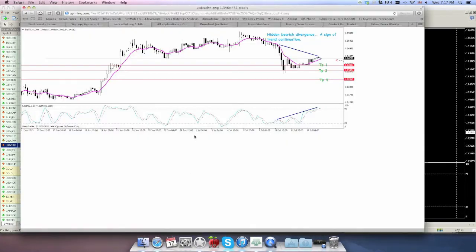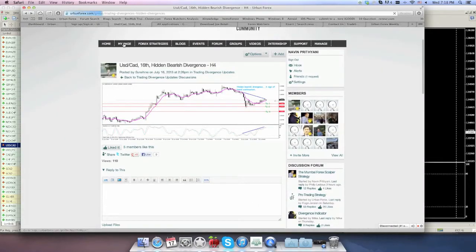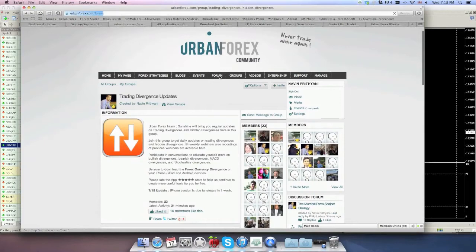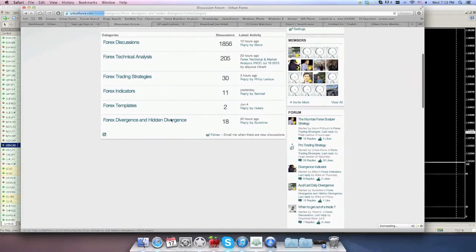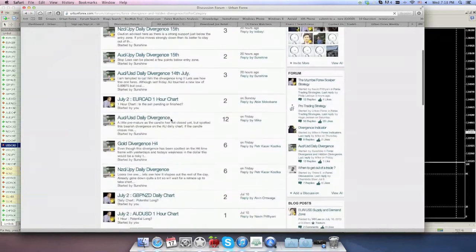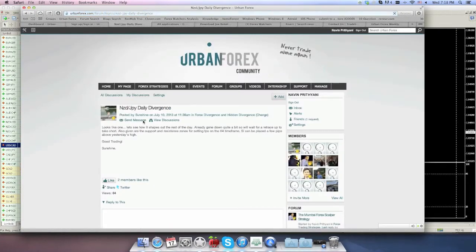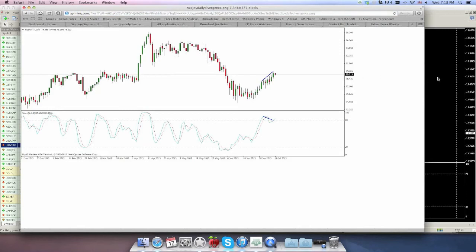Now let's take a look at some of the other postings. The other postings were a little bit older, before this group was made, so let's get those. They're in the forums. What do we have since our last webinar? New Zealand dollar, Japanese yen. We had a daily divergence. Let's take a look here. On New Zealand dollar, Japanese yen, we had this miniature divergence that we saw that was forming up.